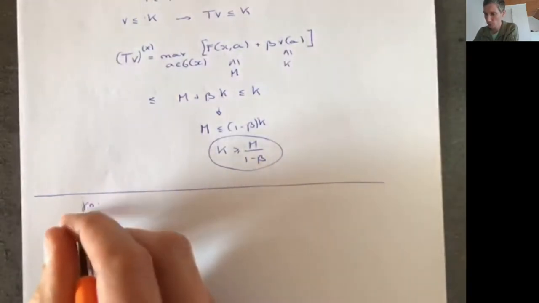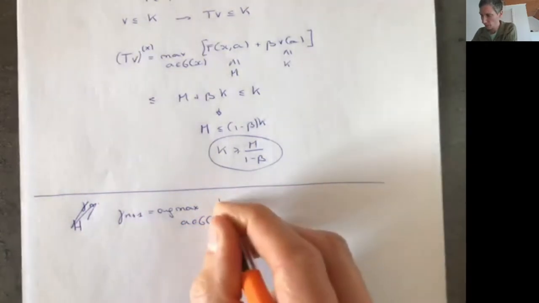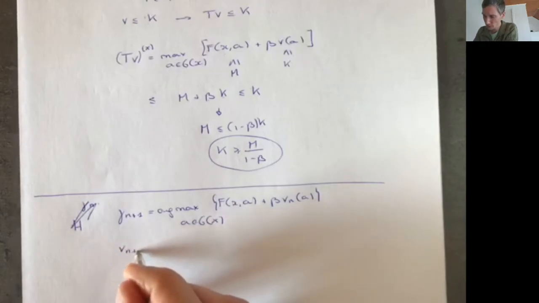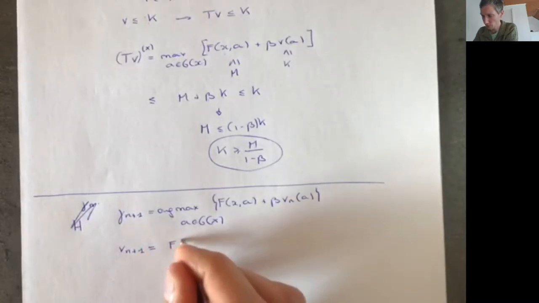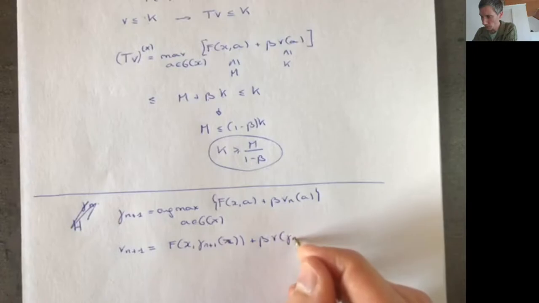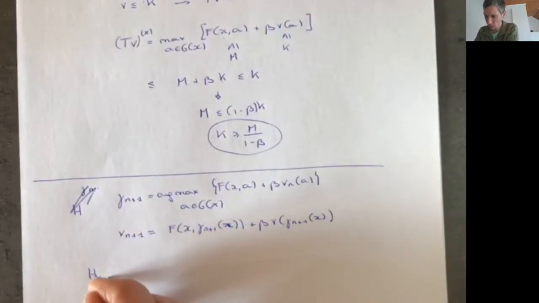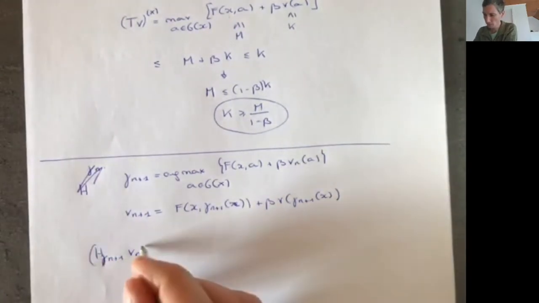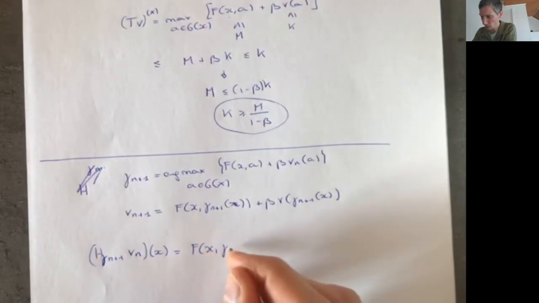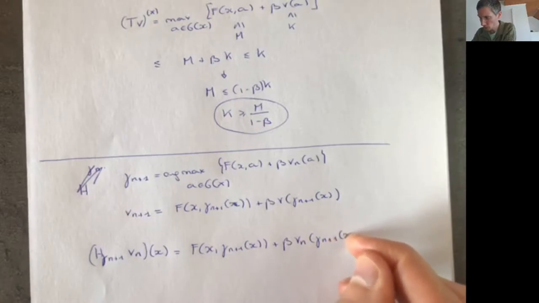policy function. So remember, we define gamma n plus 1 to be equal to the argmax over a in G of x of f(x, a) plus beta v_n(a). And then we define v_{n+1} to be the fixed point of the Howard improvement. So v_{n+1} is equal to f(x, gamma_{n+1}(x)) plus beta v_{n+1}(gamma_{n+1}(x)). Okay. So that's it. So let's first compute H gamma n plus 1 of v_n at x. Well, we have that this is equal to f(x, gamma_{n+1}(x)) plus beta v_n(gamma_{n+1}(x)).